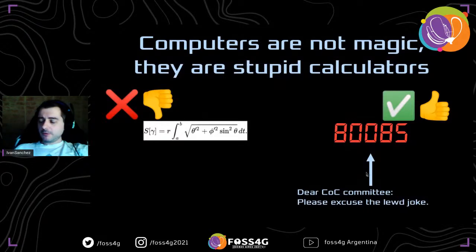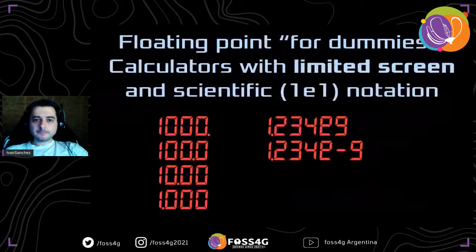Floating point arithmetic. People who don't know about computers think that computers are magic and can do incredible math, and they can't. Computers do not understand equations. They do not understand calculus. They suck at that. You have to think of them as calculators. If you don't get why 80085 is a joke, good for you. I'm getting away with this.